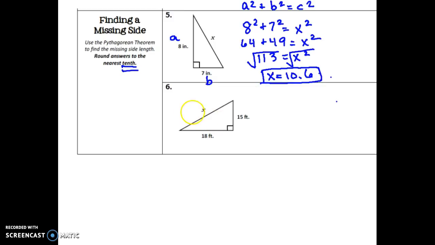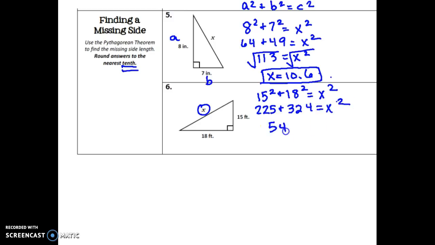Okay, so for number 6, again, we're looking for the hypotenuse. It's the one across from the right angle mark. So we'll take 15 squared plus 18 squared is going to be equal to x squared. 15 squared would be 225 plus 324 equals x squared. We add it together, we get 549 is equal to x squared. And then when we take the square root of both sides, we find out that x is equal to 23.4.